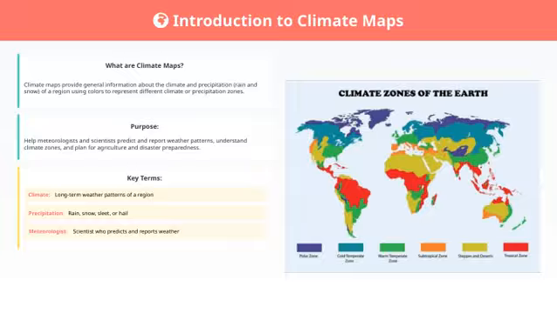In summary, climate maps are valuable for understanding our environment, for scientific research, and for practical planning. They give us a visual sense of how climate varies across regions, which is a vital part of the broader picture of weather and climate understanding.